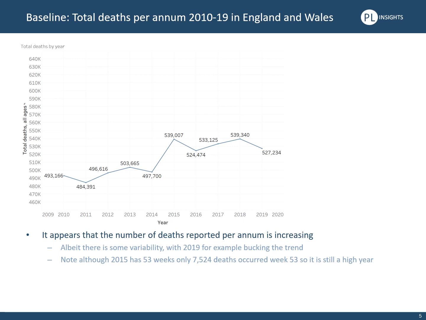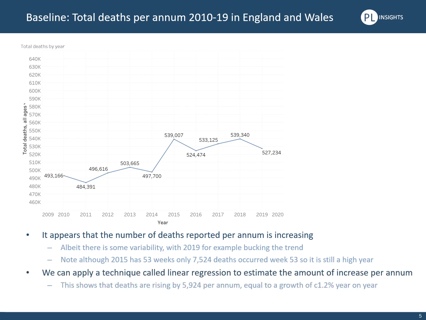As we said, there are some exceptions, but there's a technique called linear regression, which seeks to estimate what the amount of that increase is per annum. And if we fit a straight line through the data, then the formula for that line is such that I can tell there are around 5,924 on average extra deaths per annum occurring, which is about a 1.2% year-on-year increase through the data period.